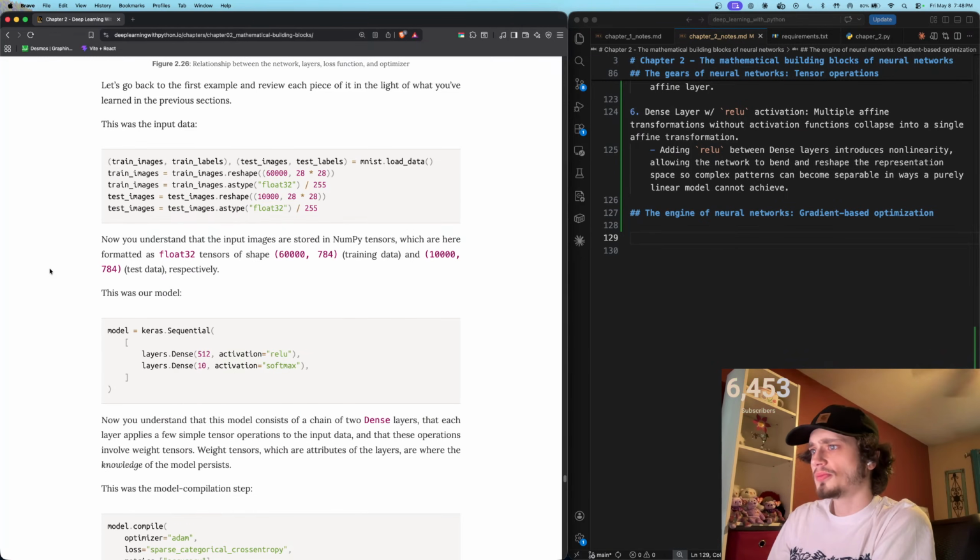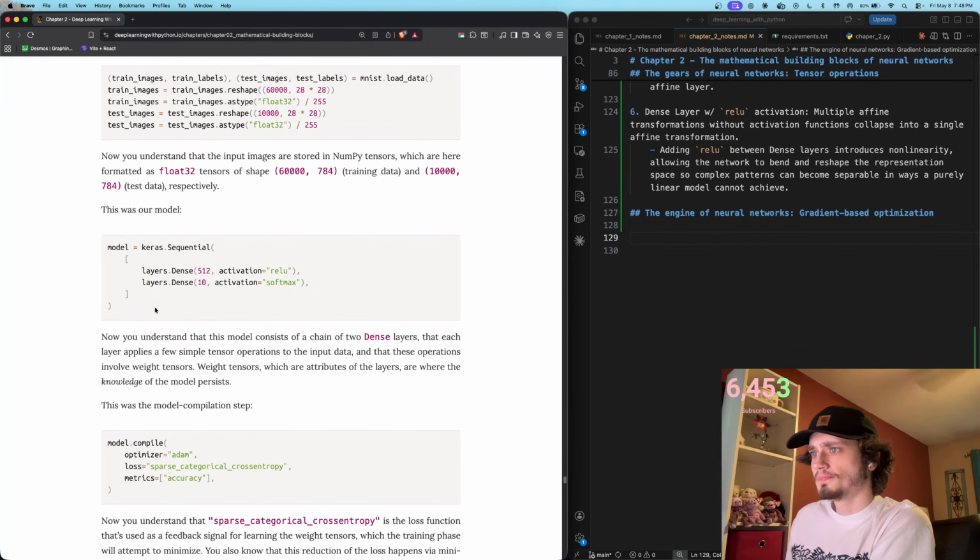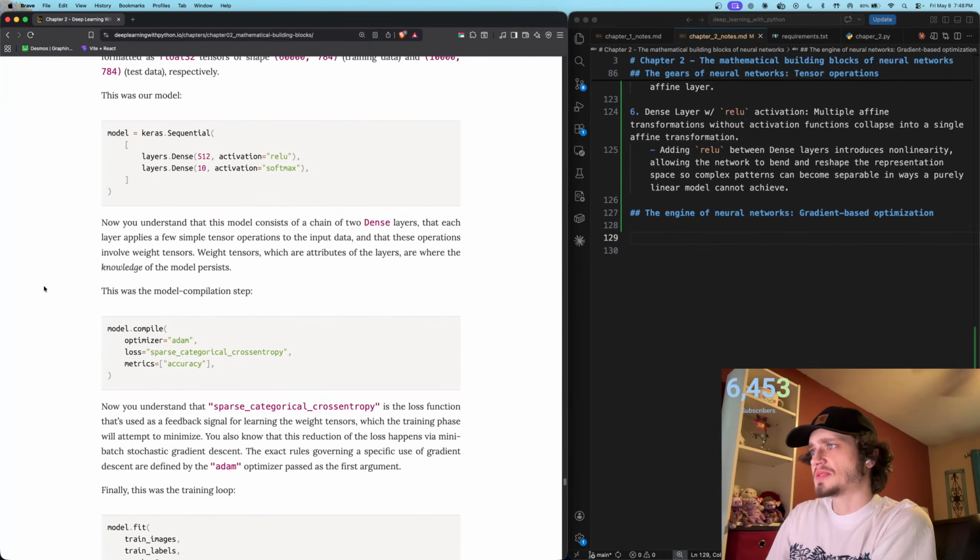This was our model, right? Now you understand that this model consists of a chain of two dense layers, that each layer applies a few simple tensor operations to the input data, and that these operations involve weight tensors. Weight tensors, which are attributes of the layers, are where the knowledge of the model persists.